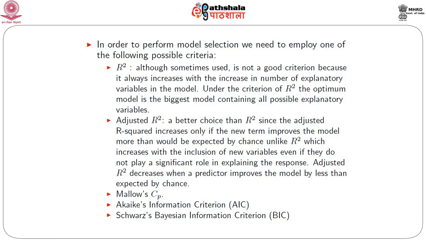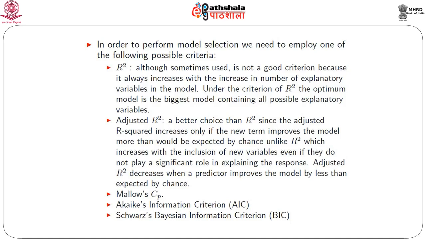When we wish to fit a prediction model, we need to keep one or more of these selection criteria in mind in order to remove the redundant variables and retain the ones which are important. The first criterion is R square, although this criterion is sometimes used. When we fit a regression model to the data in R using the lm function, the summary of the function will give us the R square values, and we will also notice that as we increase the number of predictors in the model, the R square values increase.